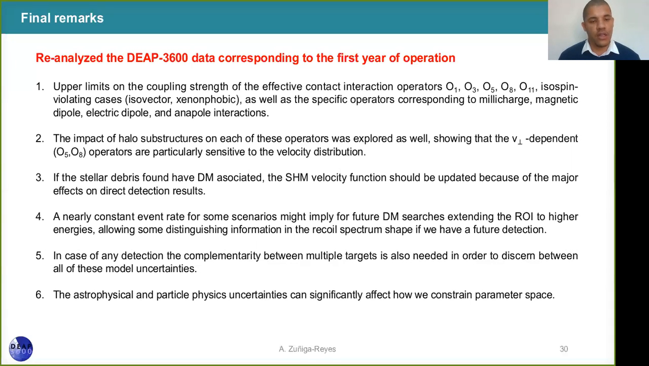In the case of any detection, it is important. We need complementarity between different targets in order to discern between all these model uncertainties. And the last is that the astrophysical, as you saw, the astrophysical and particle physics uncertainties can significantly affect how we constrain the parameter space.